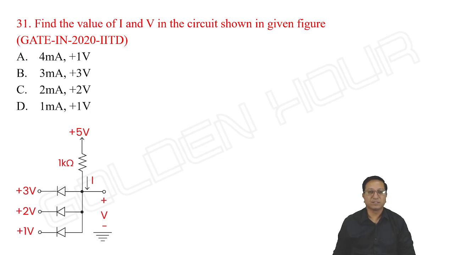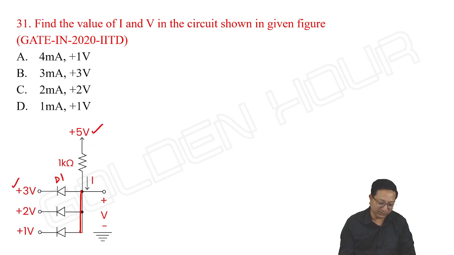Then see this question. It was asked in previous GATE papers. Find the value of I and V in the circuit shown in the given figure. Here we can observe that all anodes are at the same potential, not the cathodes. Then which diode conducts? If you see here, it is 5 volts, it is 3 volts.